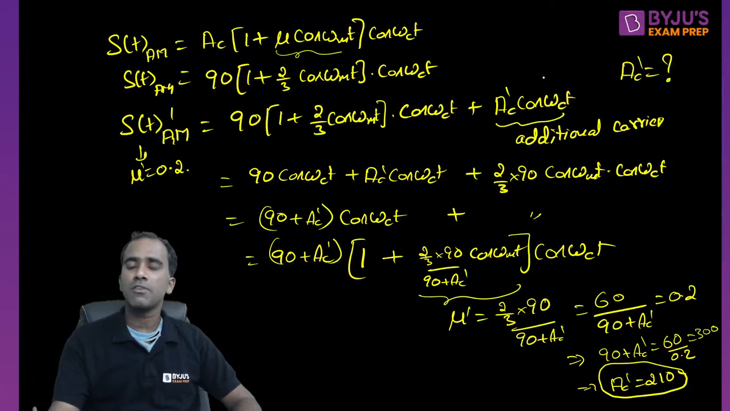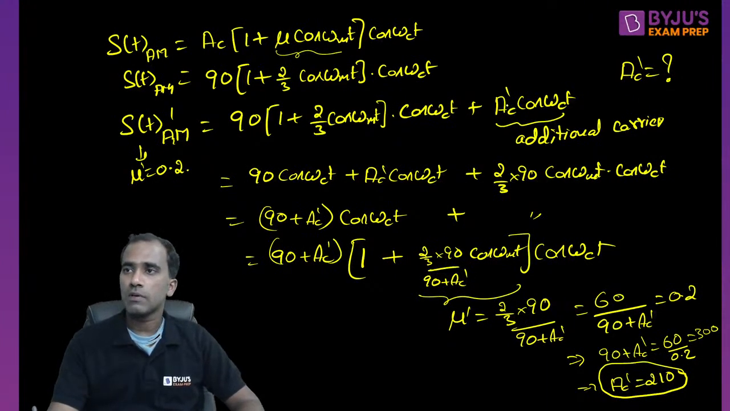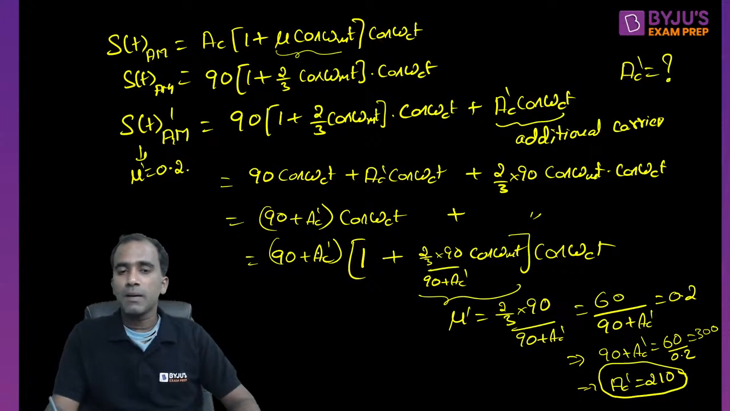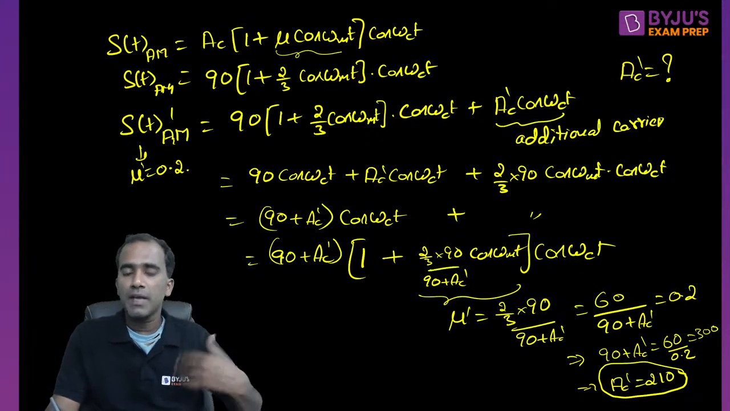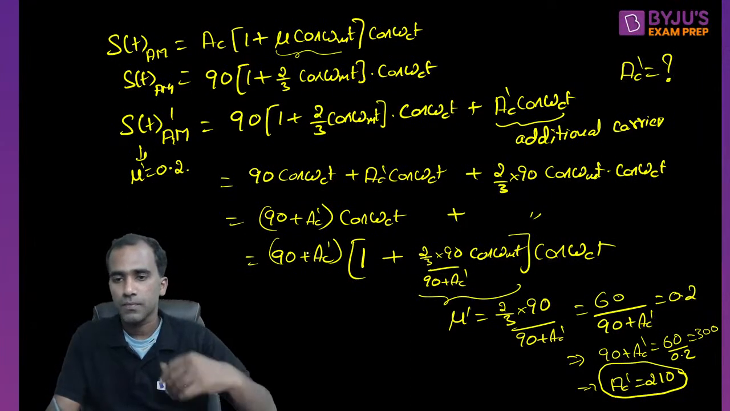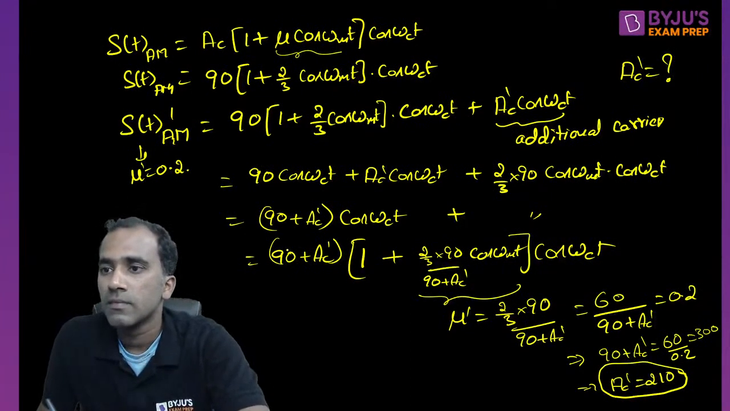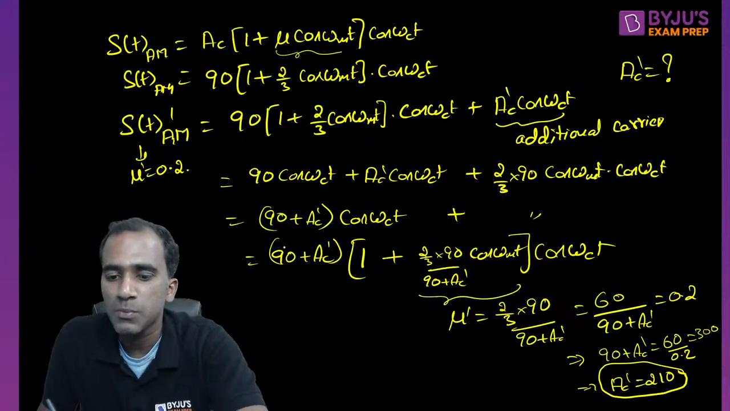So which means you have to add a carrier with a peak amplitude of 210 volts, then only the modulation index will change to 0.2 or 20%. Which means the peak amplitude of the new AM signal is 90 plus Ac dash, which is 300 volts. I hope it is clear till this point.